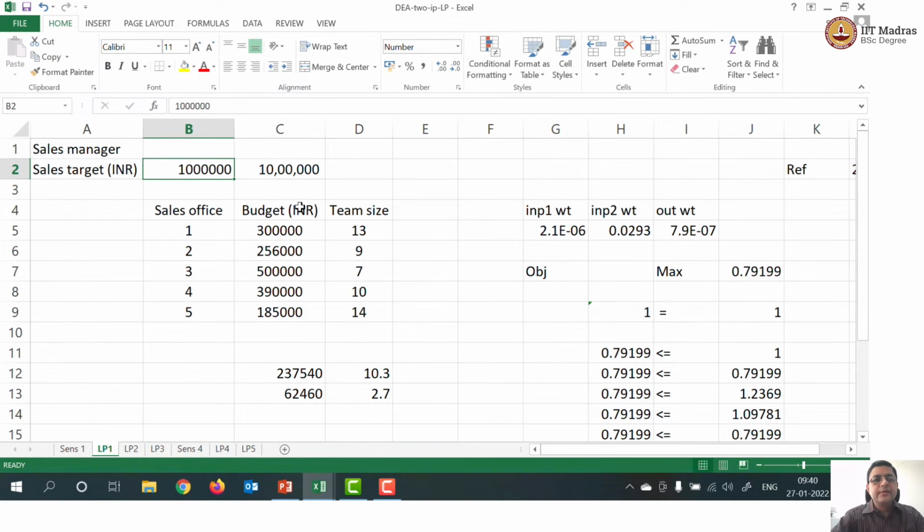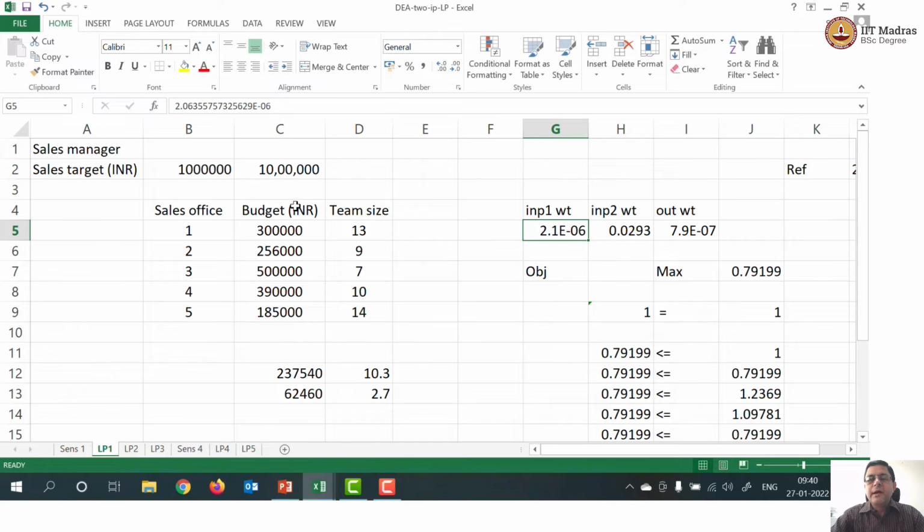The only output is 10 lakhs. These are the inputs, budget and team size. 3 lakhs and 13 is the input for sales office 1. So you know how to formulate these linear programming problems in Excel now.